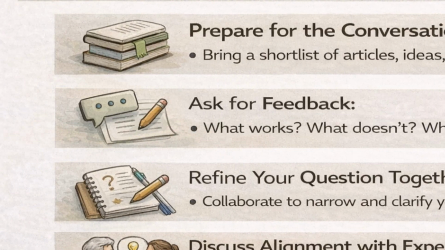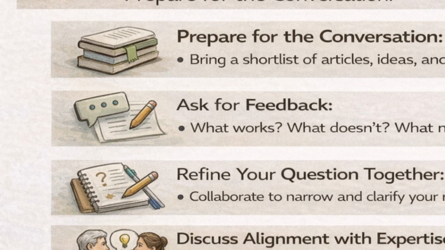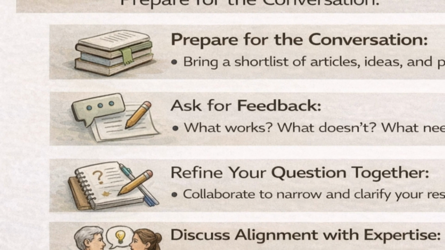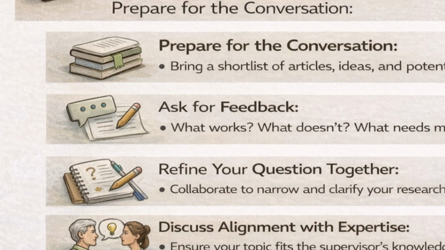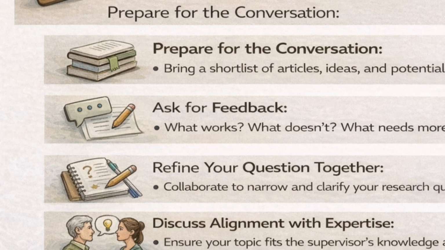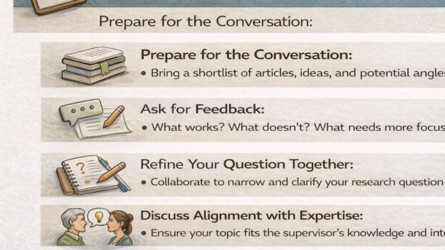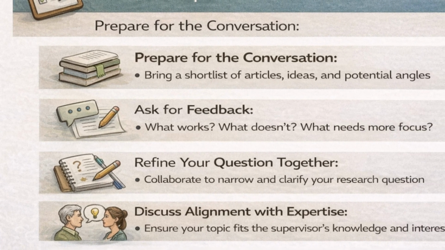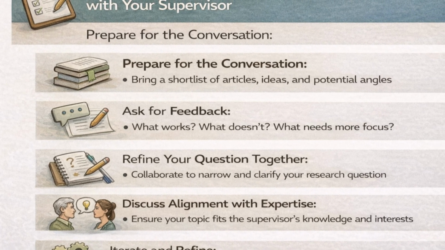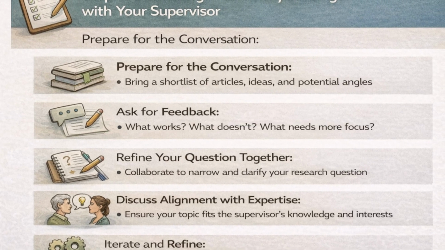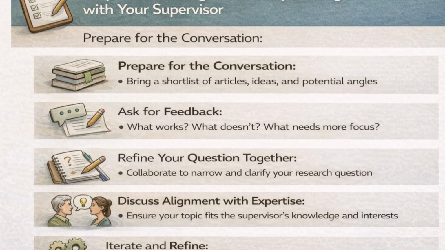Step 4. Discussing preliminary findings with your supervisor. You've identified a promising gap and shaped a potential research angle. Awesome. Now, don't go solo from here. One of the smartest moves early on is to loop in your supervisor, or a potential supervisor if you're still choosing one. Think of this as a reality check and refining session. Your advisor has likely seen many students struggle with topics and can provide invaluable feedback to set you on the right path.